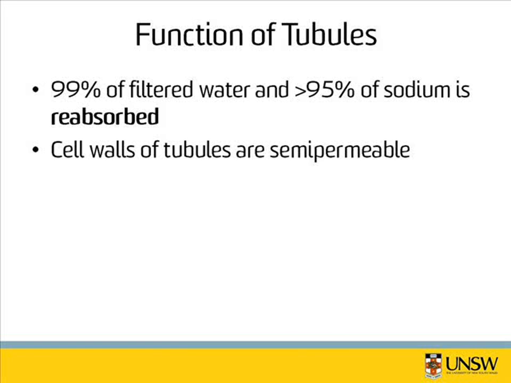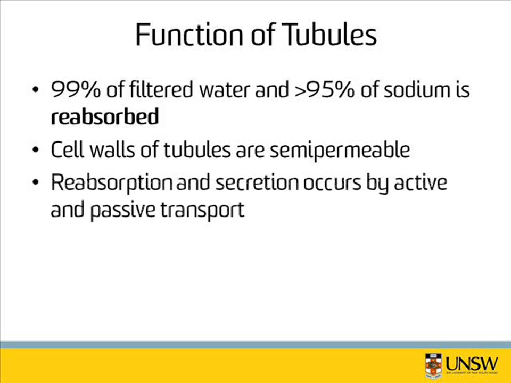For things to be reabsorbed in the tubules, they need to pass across the wall of the cells that make up the tubules. And those tubules have semi-permeable walls, so they'll let some things through and hold back other things. And that reabsorption and also secretion, where some molecules move in the opposite direction into the urine, occurs by both active and passive transport, or active and passive diffusion across the semi-permeable membranes.